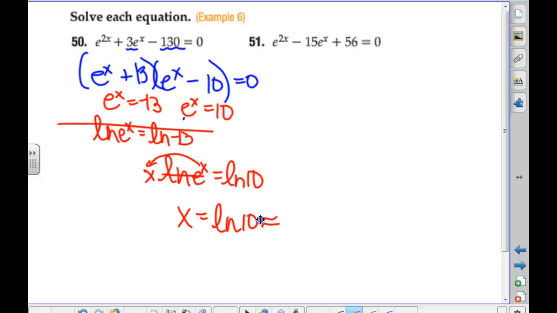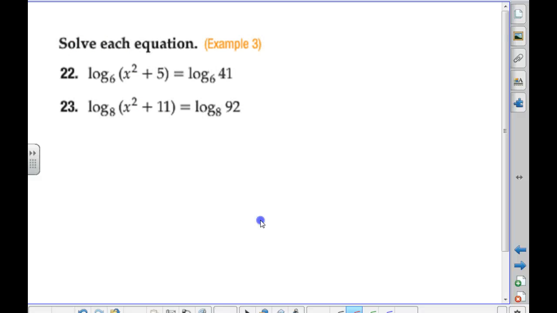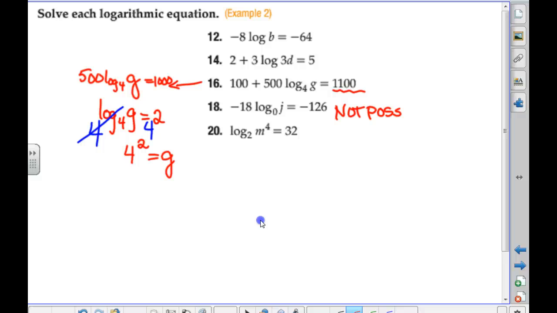Brittany? Yes, it's log base 2 of m to the 4th equals 32. And that one, if you have a plus or minus at the end, because it starts out as an m to the 4th, you can keep the negatives. Okay, just think about that.